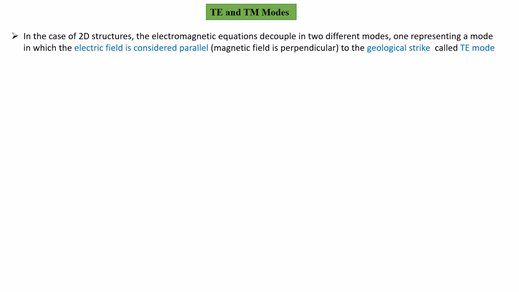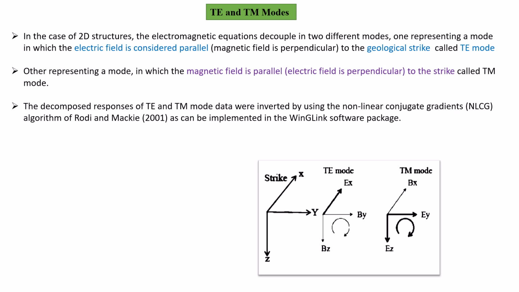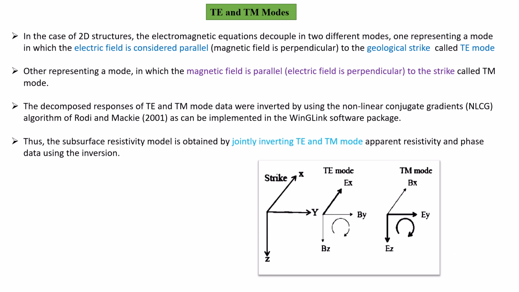So talking about the basics, this is the transverse electric and the transverse magnetic mode, where the electric field is considered parallel to the strike, that is called the transverse electric mode. When the magnetic field is parallel to the strike, that is called the transverse magnetic mode. The responses of those two modes can be inverted by using the NLCG method that is implemented in the WinGLink software package. And you can finally arrive at the subsurface resistivity modeling by jointly inverting the transverse electric and the transverse magnetic modes.